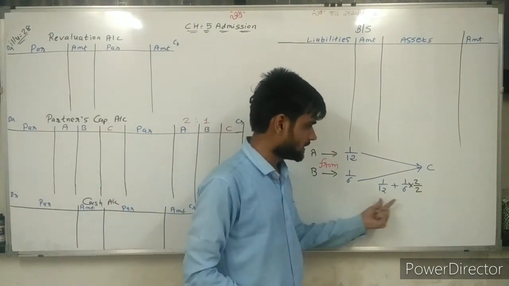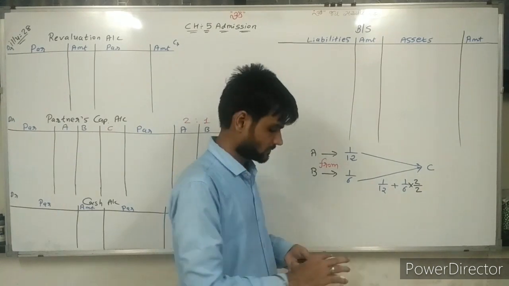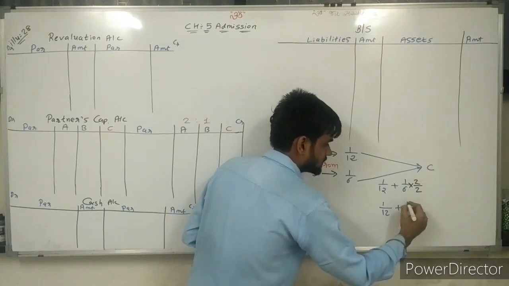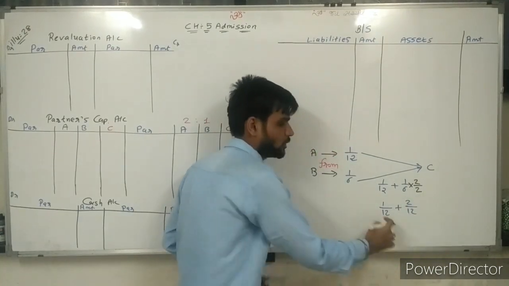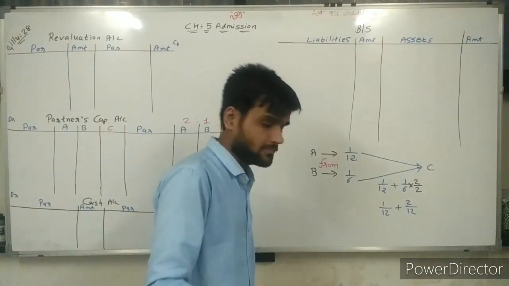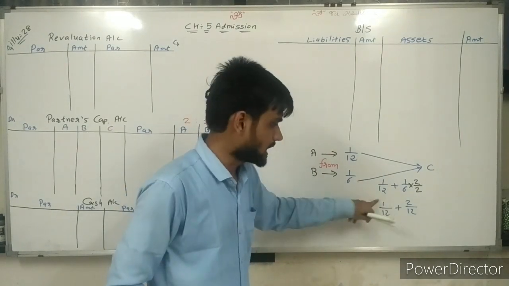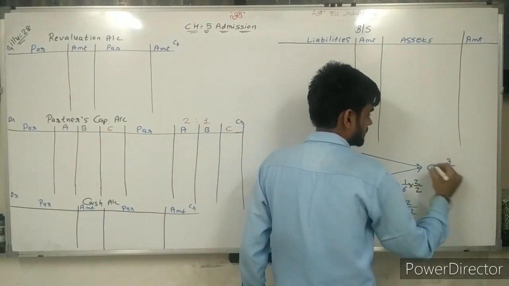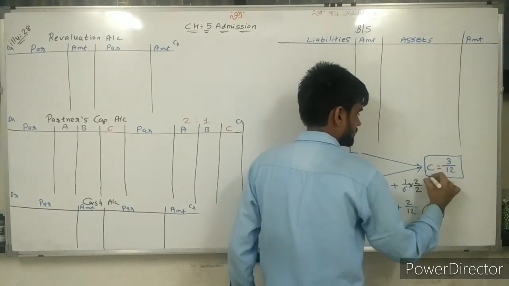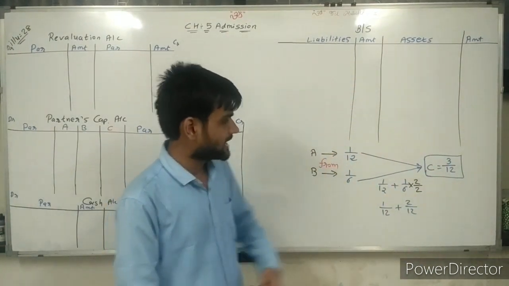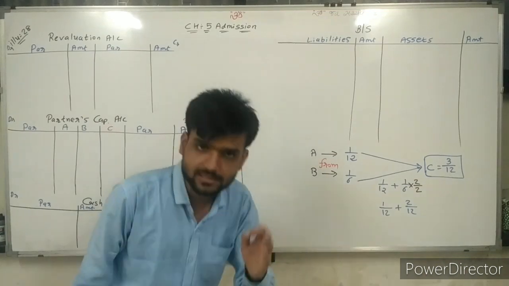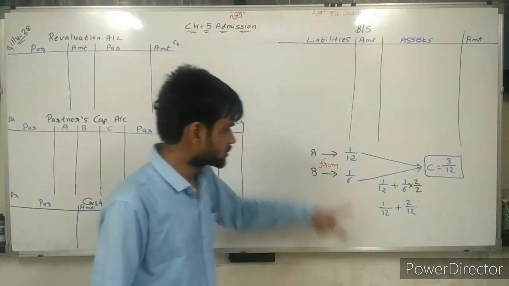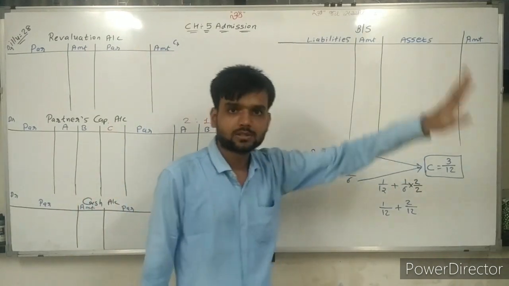So, sir, 6 twos are 12, now 12. So 1/12 plus 2 ones are 2 divided by 12. Now the denominator is the same, so we can add both. 2 plus 1 is 3, 3/12. So 3/12 is the ratio of C because the total of these two is given to C.